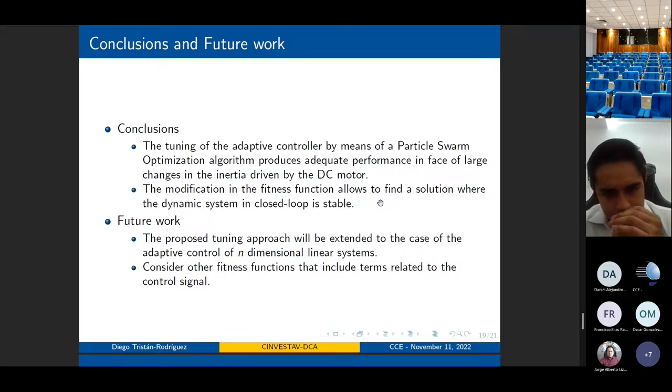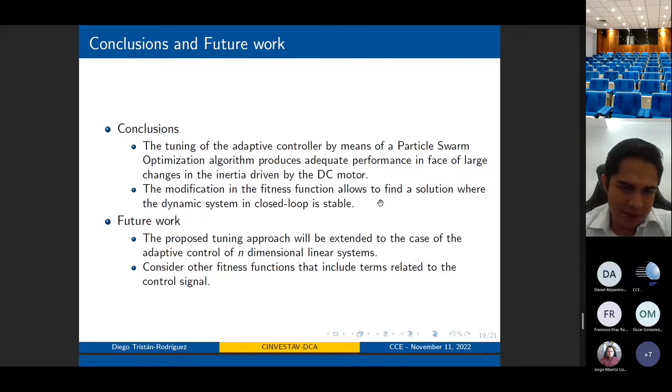Well, as conclusions, we can see that the tuning of the adaptive controllers by means of the PSO algorithm produces adequate performance despite large changes in the inertia driven by the DC motor. Second, the modification in the fitness function allows us to find solutions where the dynamic system is closed loop stable. As further work, the proposed tuning approach will be extended to the case of adaptive control of n-dimensional linear systems. In this case, we made it for the first dimension.